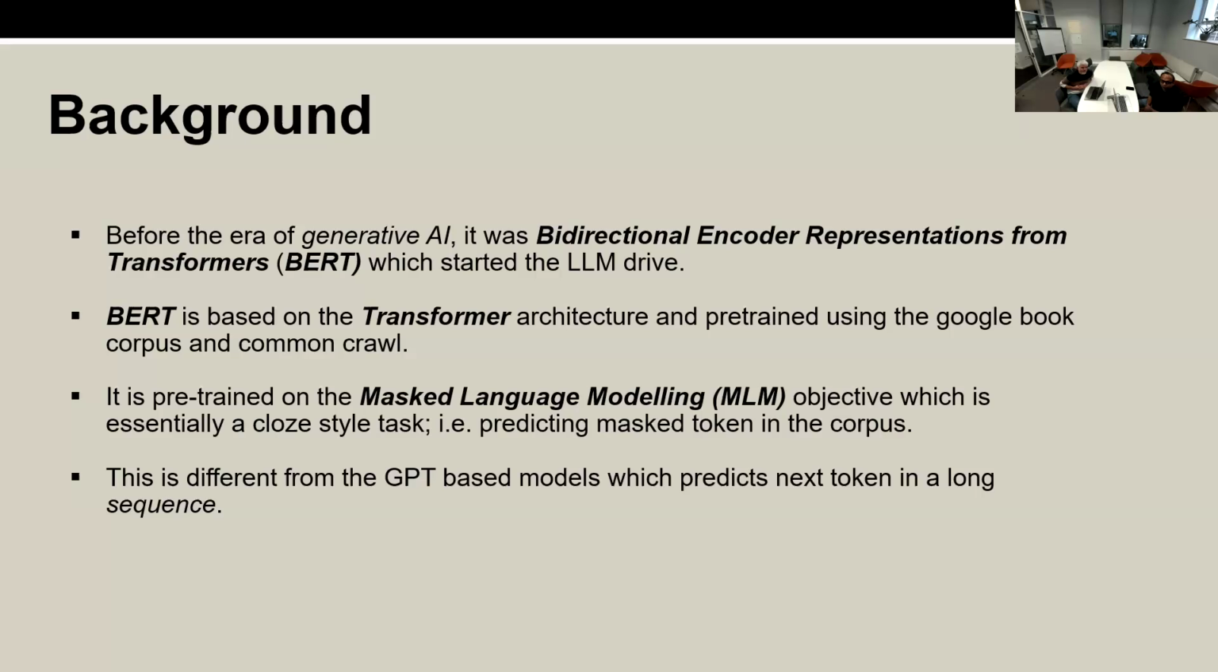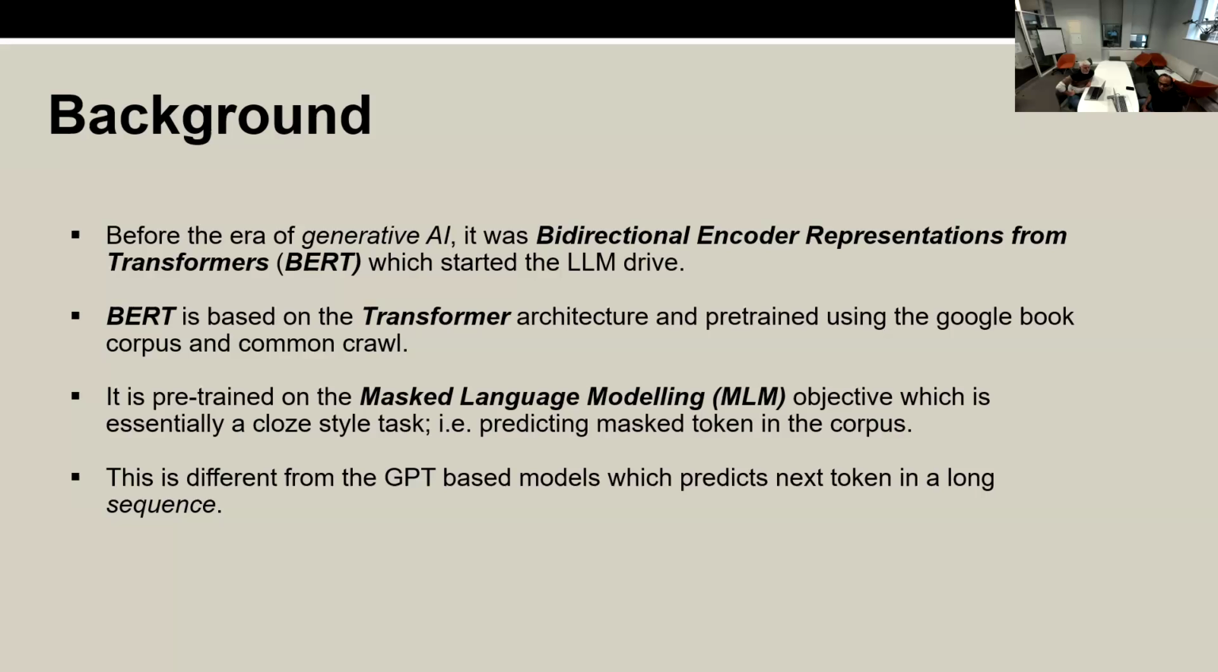So the background on this is that before the era of generative AI, it was Bidirectional Encoder Representations from Transformers, BERT, which actually kick-started the LLM drive. BERT is based on the transformer architecture and pre-trained using Google Book Corpus and Common Crawl. Common Crawl is all the web text being crawled and put together in one place and stored there.